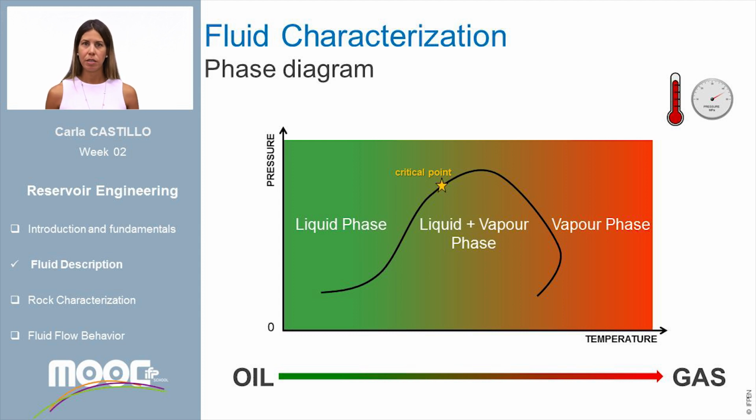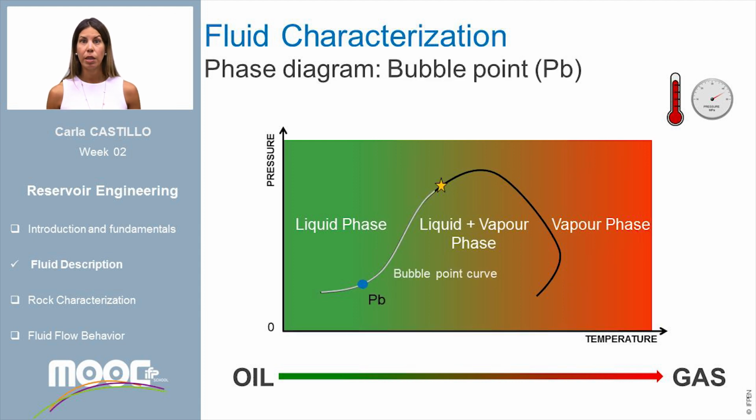Having a liquid phase and vapor phase outside the envelope, and inside the envelope, a mixture of liquid and vapor phases may coexist. The bubble point curve defines the bubble point pressure PB, which is the pressure at which the first bubble of gas appears in the liquid phase. Below this pressure, higher volumes of vapor shall be present in the fluid.